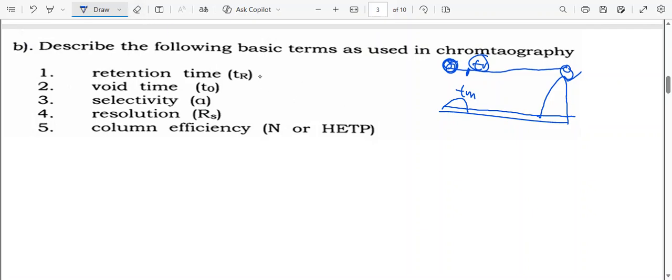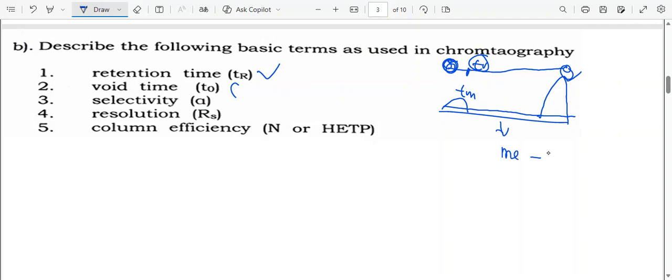So that is it about retention time. Let's talk about the void time. What is this void time? Of course, I know the term is not familiar, but it's important that we talk about it. Before I talk about the void time, I want you to get a clear picture of the retention time. Suppose we have, let's say, methanol.